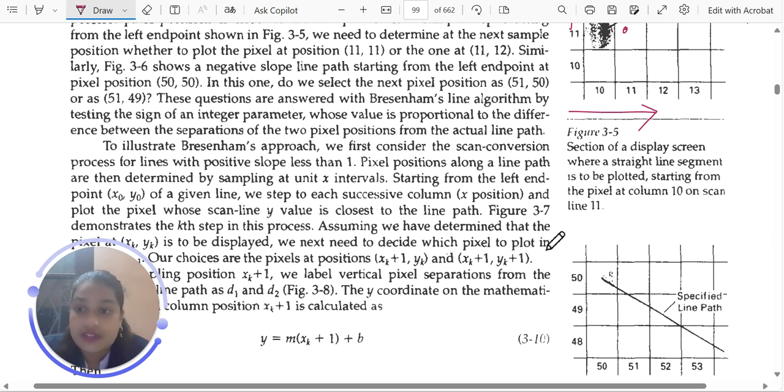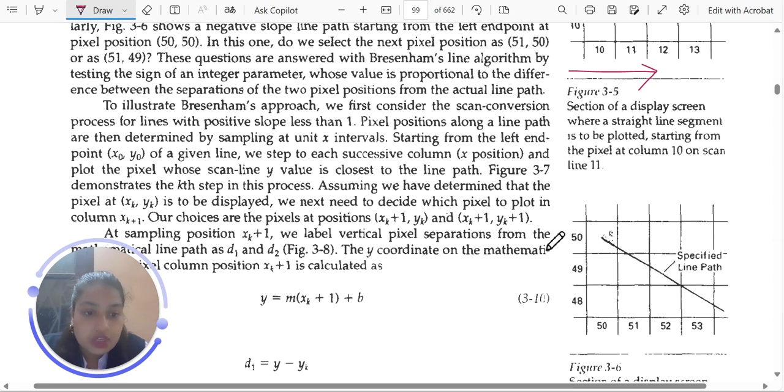Similarly, figure 3.6 shows a negative slope line path starting from the left hand point at pixel position 50, 50. In this one, do we select the pixel position 51, 50 or 51, 49? See over here, it is a decreasing graph, right? Should we select this point or this point? Because the line is passing through the middle, there is a confusion. Through which pixel should it pass? That is the question.